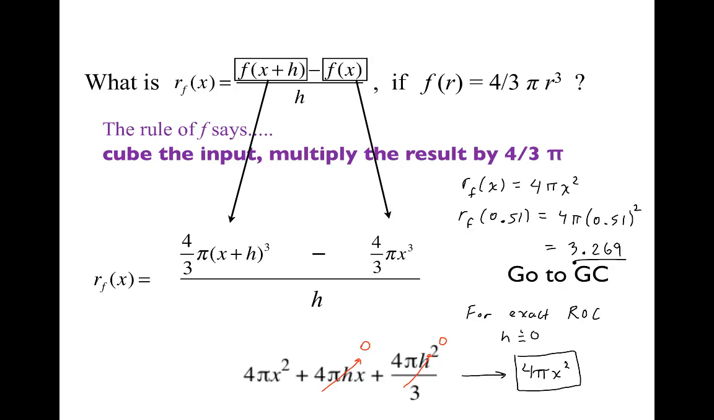Okay, so all right, what does that number mean now? What is 3.269? What does it mean? Let's have everyone think about it. Okay, yes, it's the rate of change of volume with respect to radius when the radius is 0.51. But what does the number 3.269 mean? So yes, that's what it is.